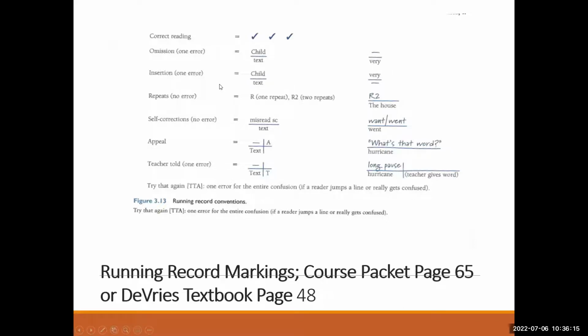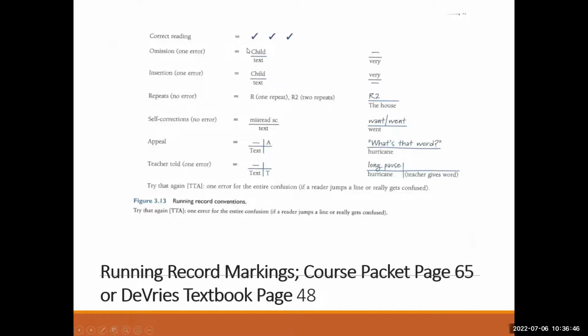If they insert an extra word, which kids do sometimes, they'll add an extra word in there when they're not supposed to. Maybe they get excited. Maybe it makes sense for them to have the word in there. There's a lot of reasons why they might do that. It's kind of the opposite of the omission. This time we're going to put the word on top to show the child said a word when they should have said nothing. We'll put the dash on the bottom. So that's when they add in an extra word. We call it an insertion.